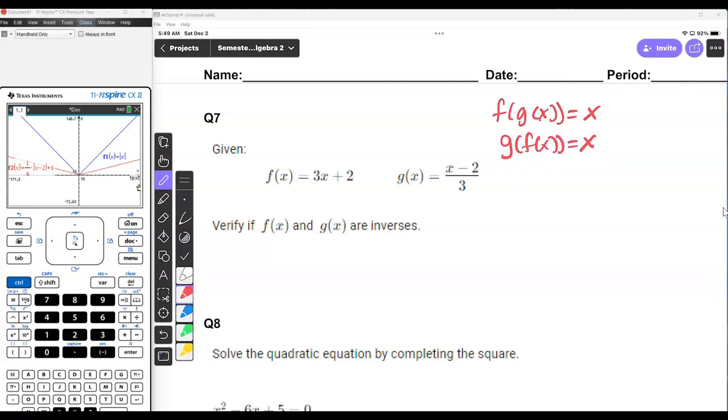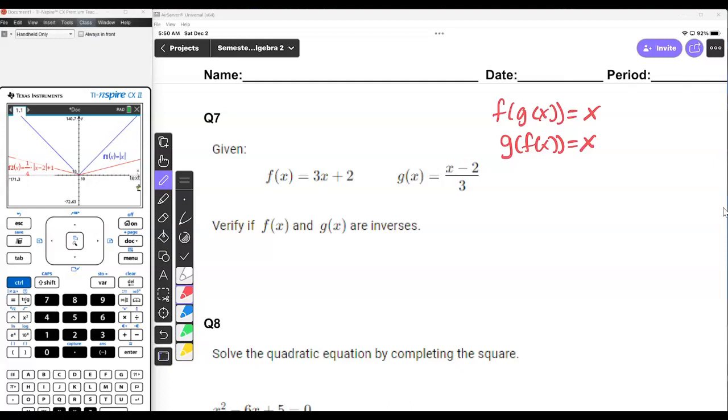Now you can also graph it, and remember the relationship, graphically, they have to be a reflection over y equals x. That's another way you can check. And you can also look at their tables. If their x and y values switch, then you know that they're both inverse of each other.